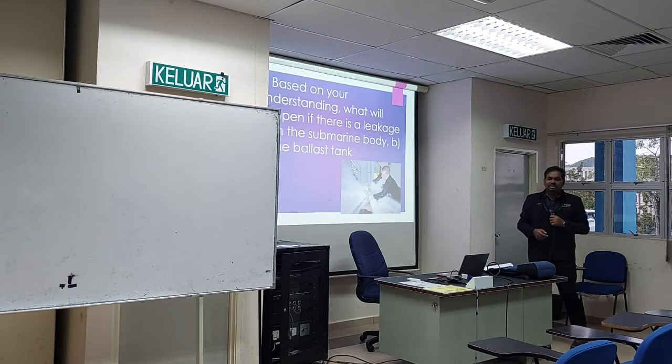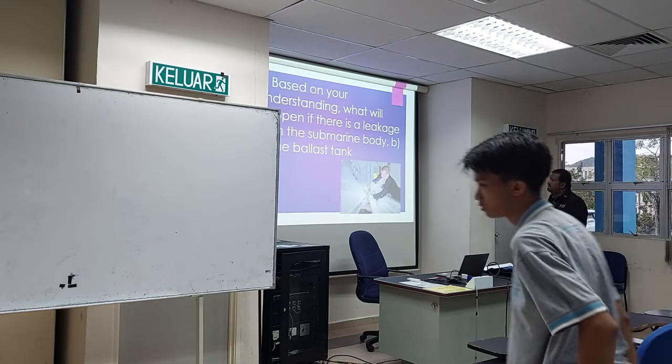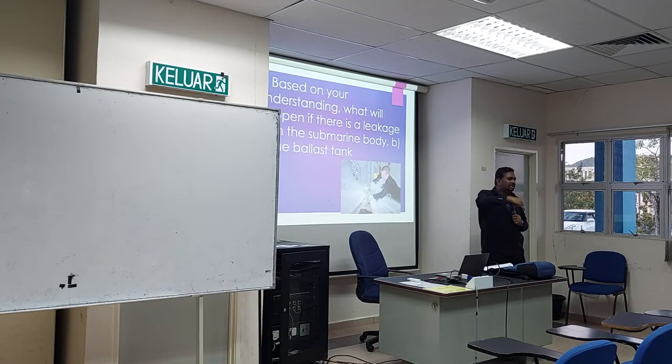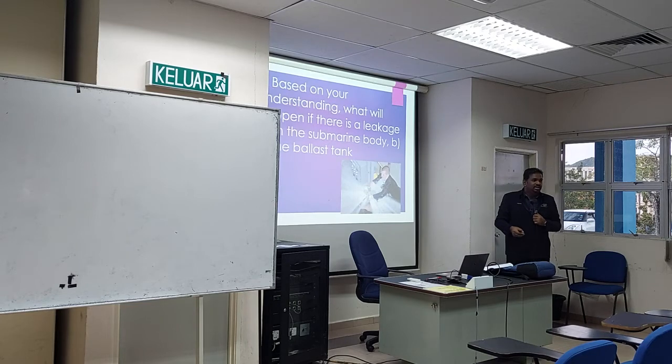Okay, fourth question. Based on your understanding, what will happen if there is a leakage A in the submarine body and B in the ballast tank? So tadi kita tengok ada dua bahagian kan. One is the deck and one more is the ballast tank. Ballast tank is the place where you take in water or take out water, in order to float or sink the submarine. So ada dua situation. Yang ni based on your understanding lah.